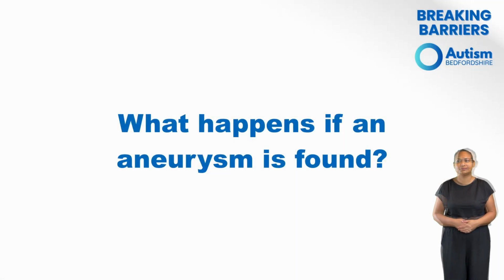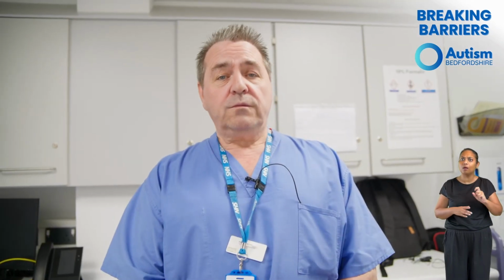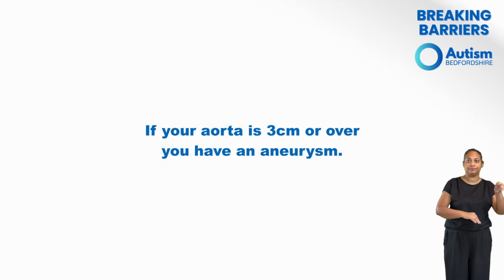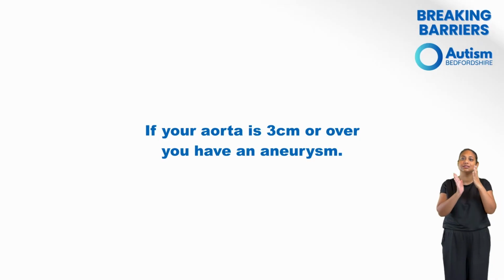What happens if an aneurysm is found? When we do a scan, we take images and we measure those images to check that it's less than 3 centimetres. Your aorta is less than 3 centimetres. If your aorta is 3 centimetres or over, you have an aneurysm.